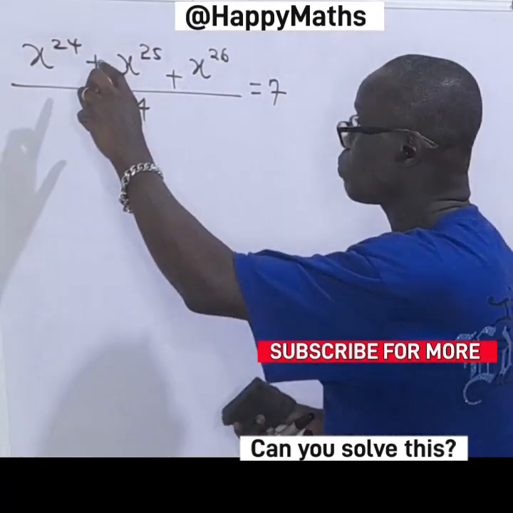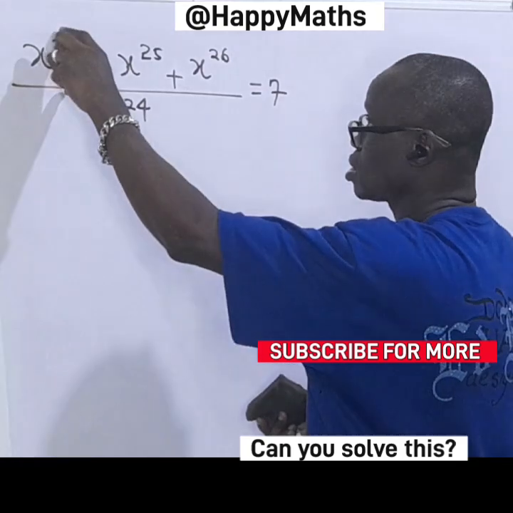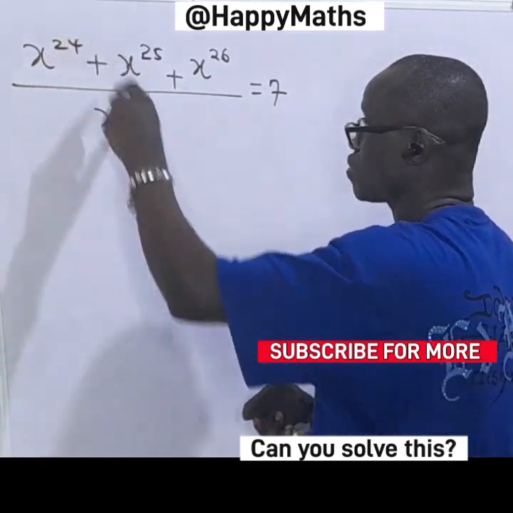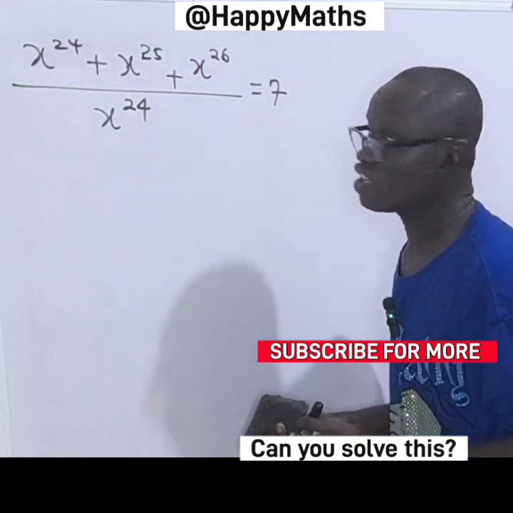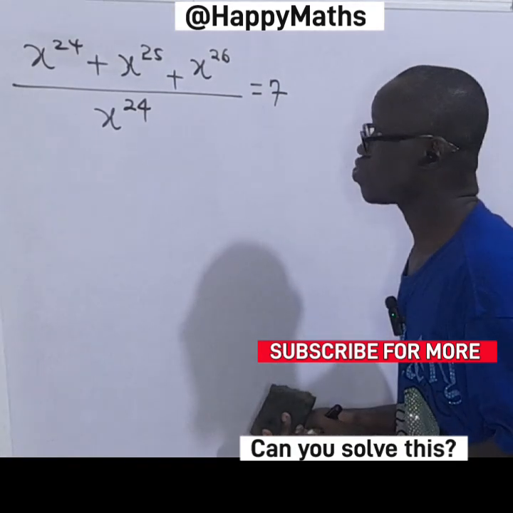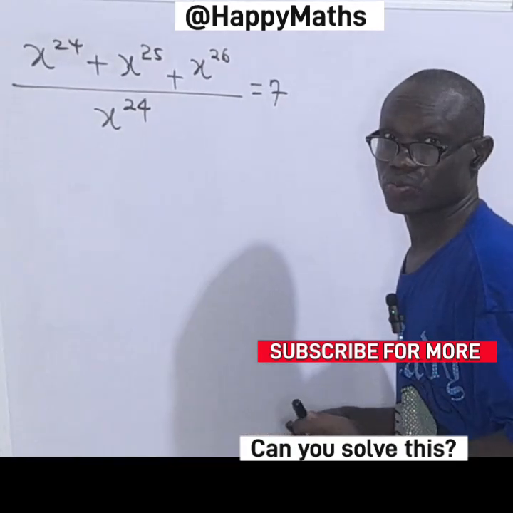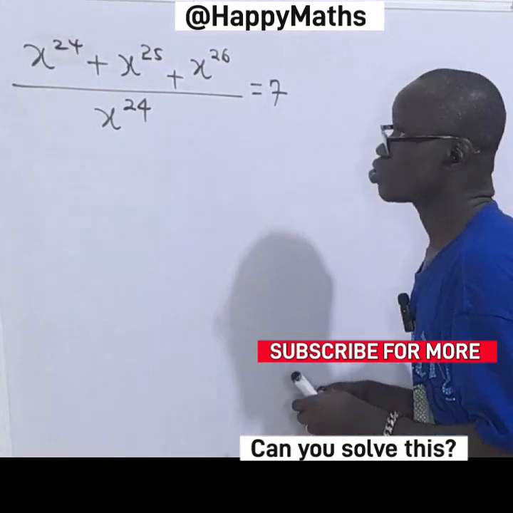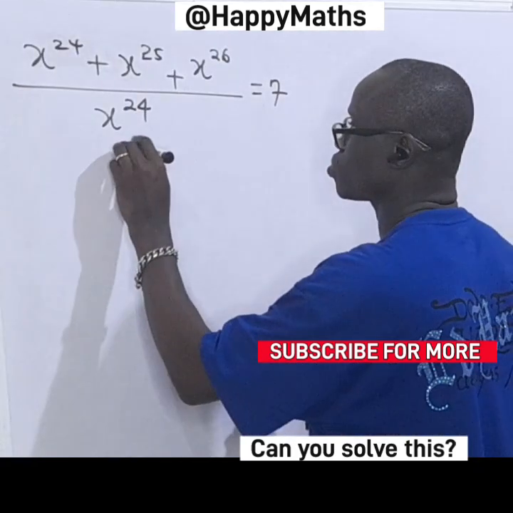We have a tricky Olympiad mathematics problem here. S raised to power 24 plus S raised to power 25 plus S raised to power 26 over S raised to power 24 equals 7. Now, the solution.